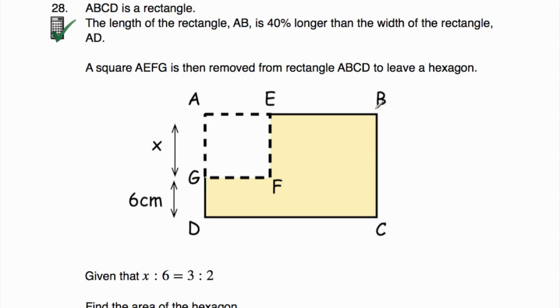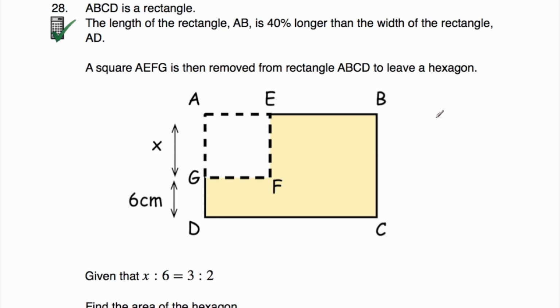So let's just check it's a hexagon. 1, 2, 3, 4, 5, 6 sides. Yep. We're then given these two measurements, that AG is X and that DG is 6 centimeters. So this distance is 6 centimeters and this distance is X. And we're given this ratio that whenever you take X and 6, so X to 6, and you write that as a ratio, it cancels down to be 3 to 2.